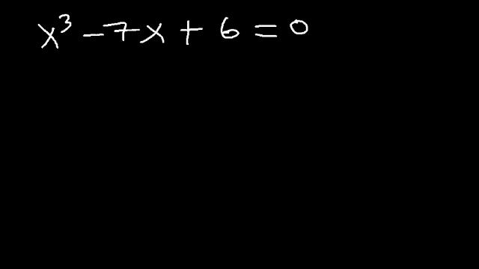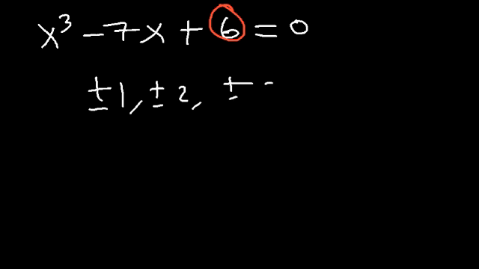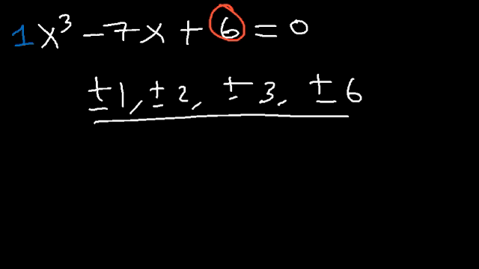To find the possible factors, take a look at the constant term. Factors of 6 are 1, 2, 3, and 6. So these are possible solutions. Factors of the leading coefficient 1 is simply just 1. So potential solutions are plus or minus 1, plus or minus 2, plus or minus 3, plus or minus 6.